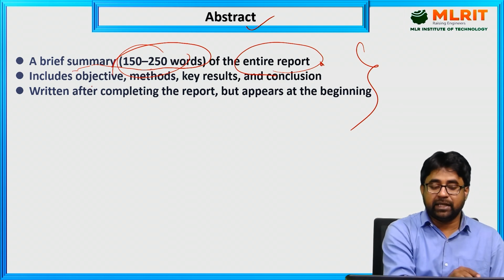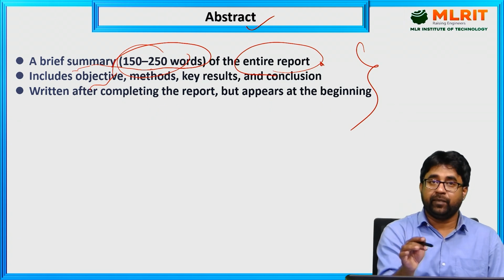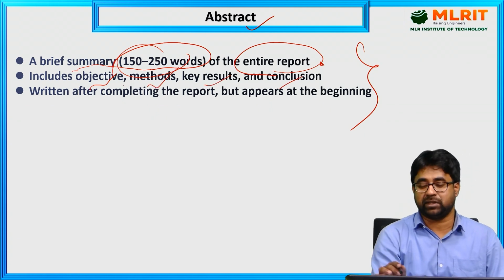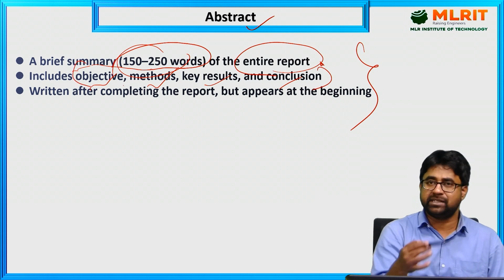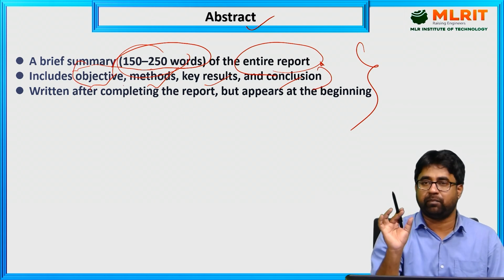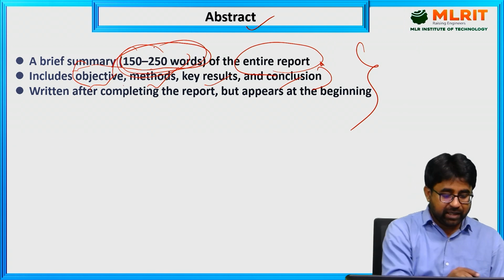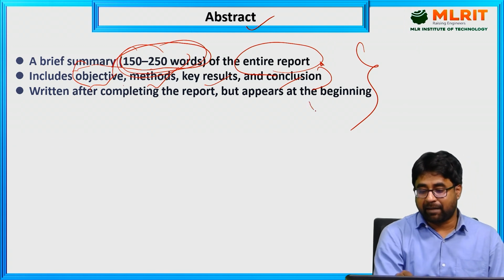What it includes: it will give the reader an idea about the objective of the report, methods, key results, and conclusion. So all the main things are included in the abstract in a very short manner, because it would be only within 150 to 250 words, right? Written after completing the report but appears at the beginning.